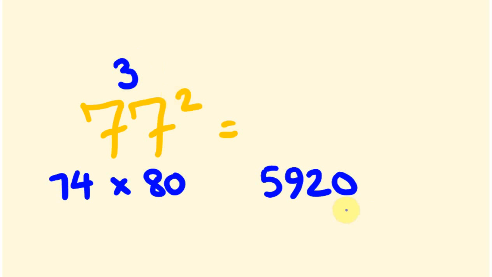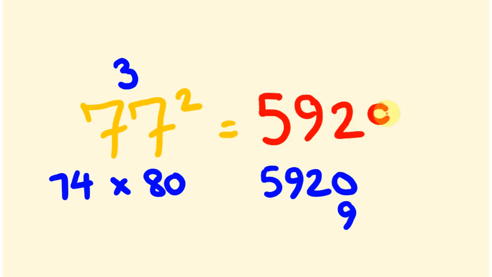Just add 3 squared. So 3 squared is 9, and our answer is 5,929.